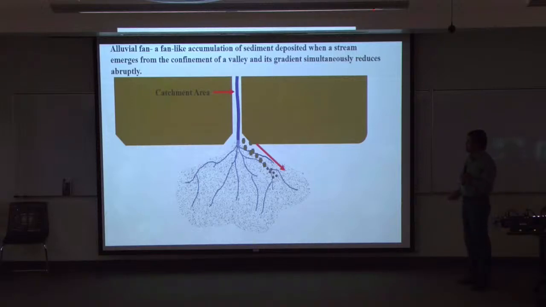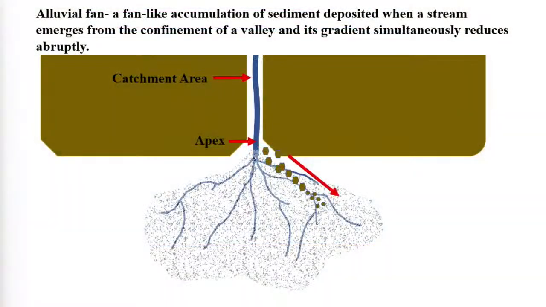Now, the highest point in the fan is referred to as the apex of the fan. The proximal end is where the coarser sediments deposit. And the distal end, or the toe end of the fan, is where you have finer sediments.